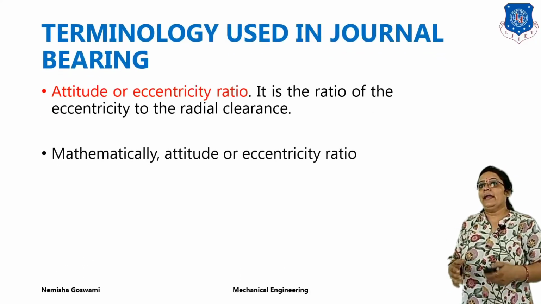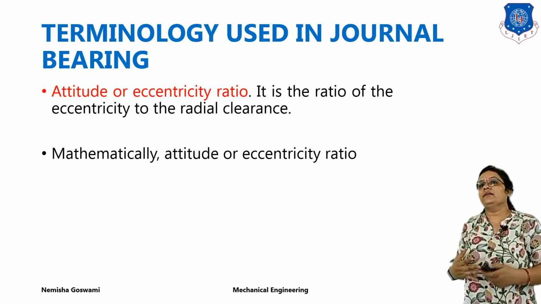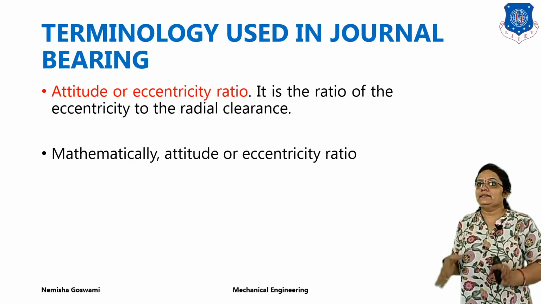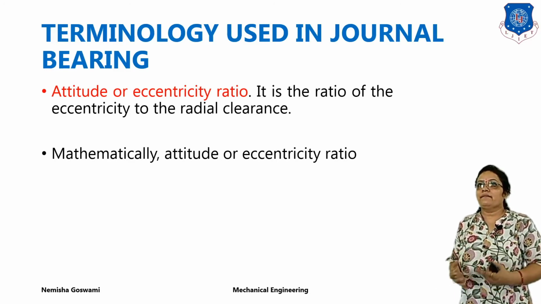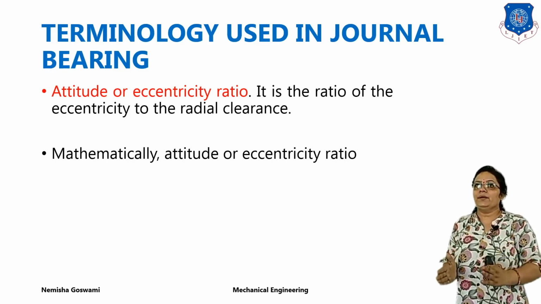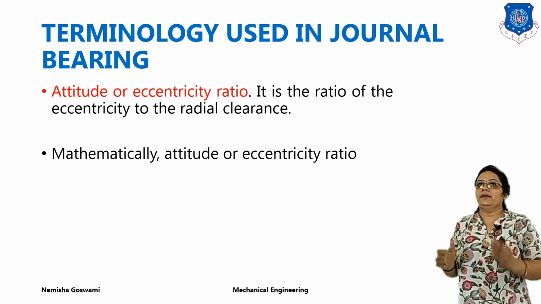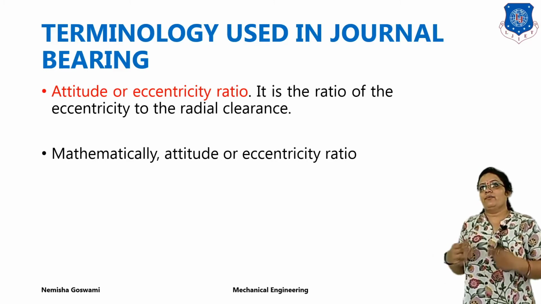Next is the attitude or eccentricity ratio. What is the attitude or eccentricity ratio? It is the ratio of eccentricity to radial clearance. The radial clearance was the difference between the radius of the bearing and the radius of the journal, given by capital R minus r. We have already seen it.